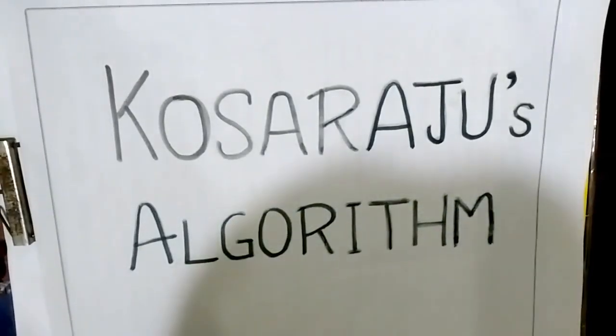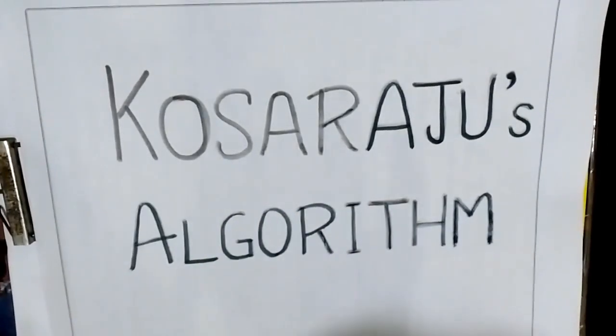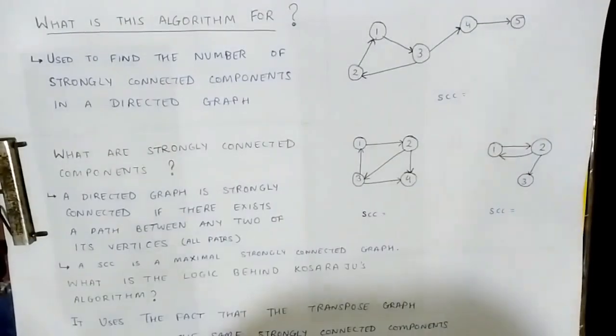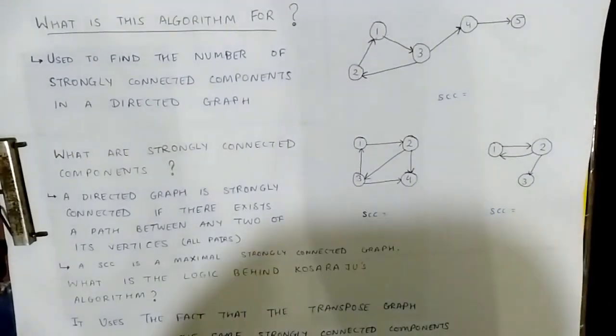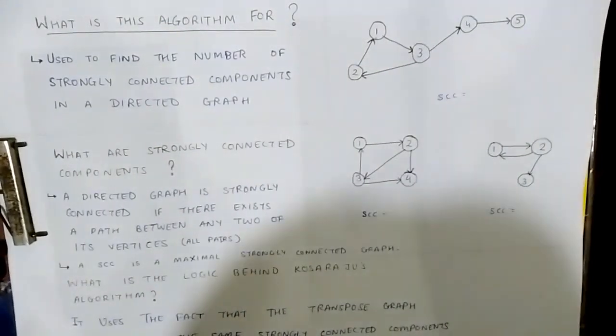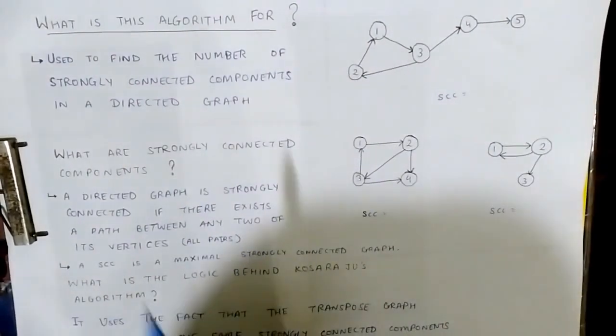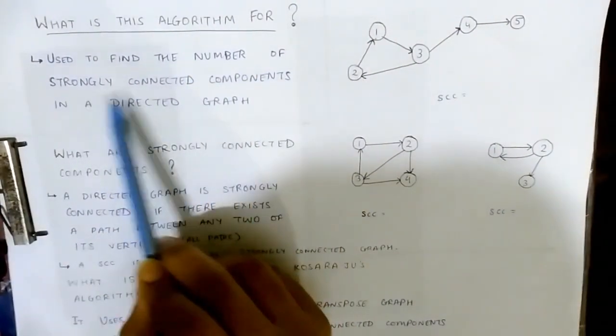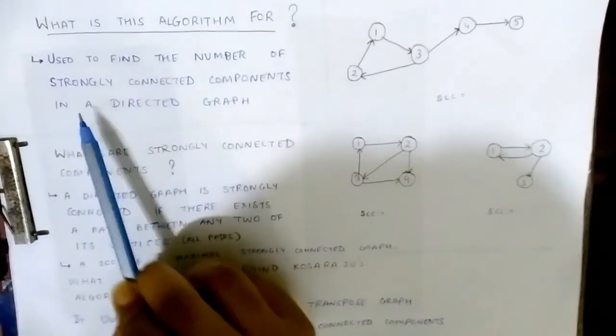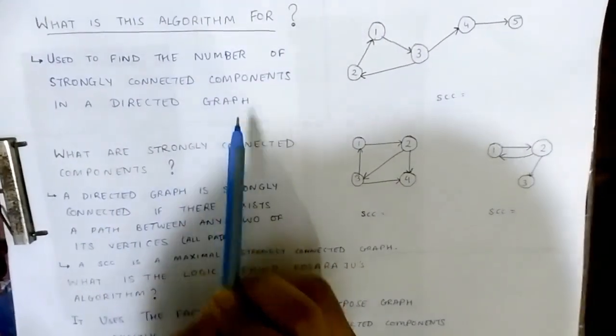Hey guys, today we'll be doing Kosaraju's algorithm. Okay, so first question, what is this algorithm for? We use Kosaraju's algorithm to find the number of strongly connected components in a directed graph.